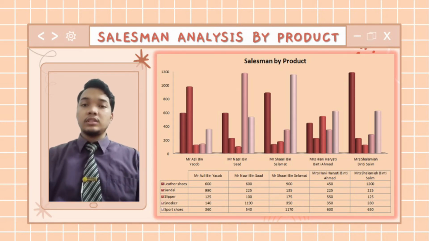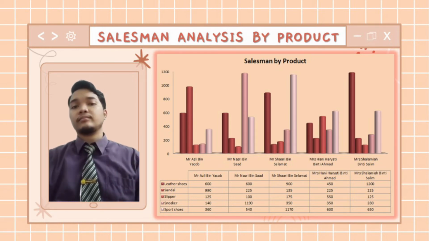Then for Mr. Nasri, his total sale is RM 2,655, which consists of 4 units of leather shoes, 5 units of sandals, 4 units of slippers, 17 units of sneakers and 6 units of sport shoes. Next, for Mr. Shari, his total sale is RM 2,730, which consists of 6 units of leather shoes, 3 units of sandals, 7 units of slippers, 5 units of sneakers and 13 units of sport shoes.